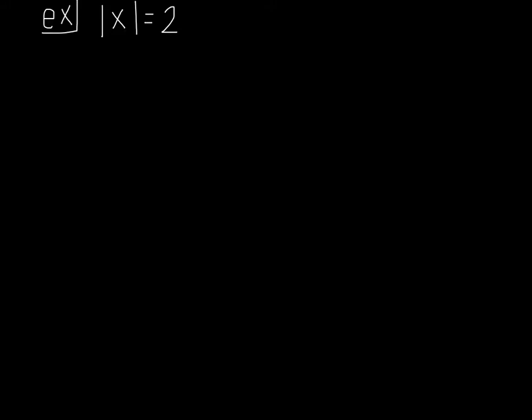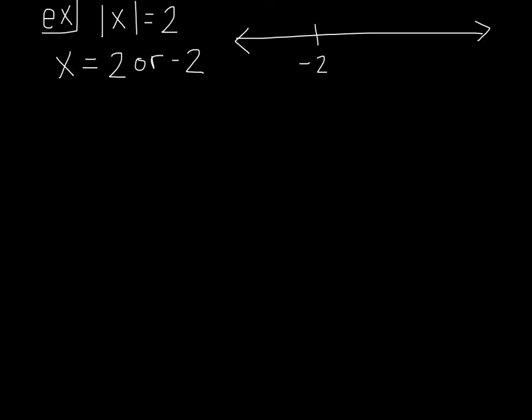Well, we could see that the absolute value of 2 would be 2, but also the absolute value of negative 2 would be 2. So our right answer or solution would be x equals 2 or negative 2. You have to include both of these, and you always put an "or" in between when you have two different solutions. On a number line, we would need to include the important numbers negative 2, 0, and 2.